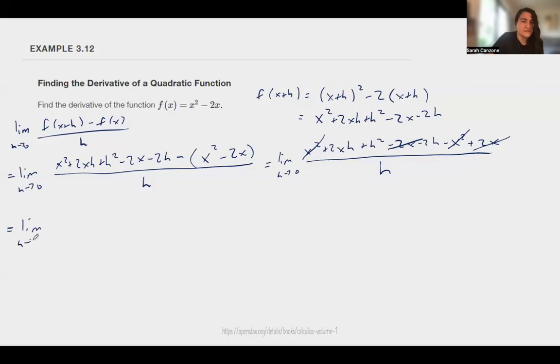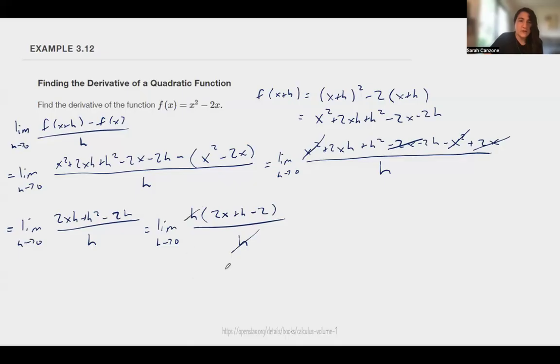So we have the limit as h approaches 0 of 2xh plus h squared minus, this is a 2h, all over h. And this is where we see there's an h in everything. So we can say this is equal to the limit as h approaches 0 of, well, we could factor the h out. So we have h times 2x plus h minus 2, over h. And just like that, we again cancel out the h. So this is how we've confirmed that we've done it correctly.